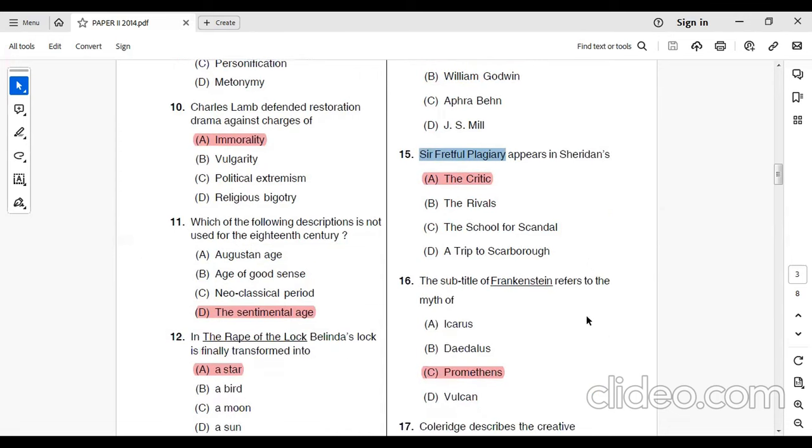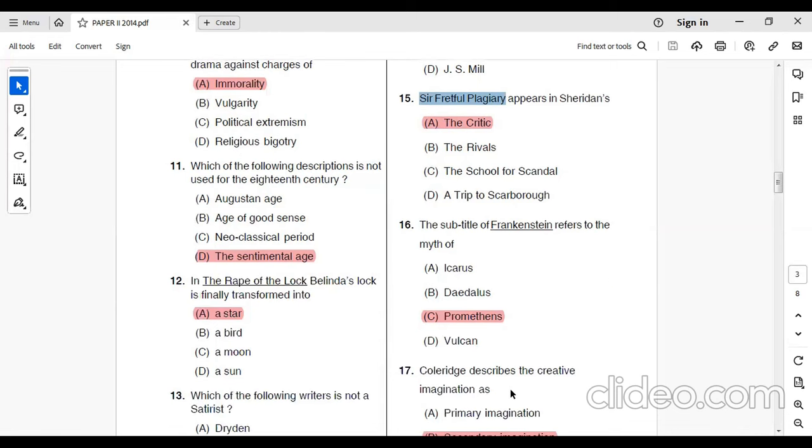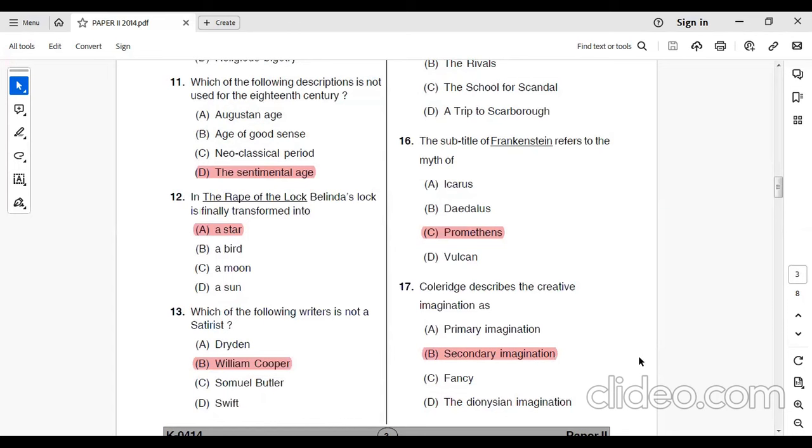Now, the next question, the subtitle of Frankenstein refers to the myth of Prometheus. So, the question was 16, Mary Shelley's 1818 masterpiece Frankenstein is famously subtitled The Modern Prometheus, after the Greek myth of Prometheus. So the subtitle of Frankenstein is The Modern Prometheus. Question number 17. Coleridge describes the creative imagination as a secondary imagination.